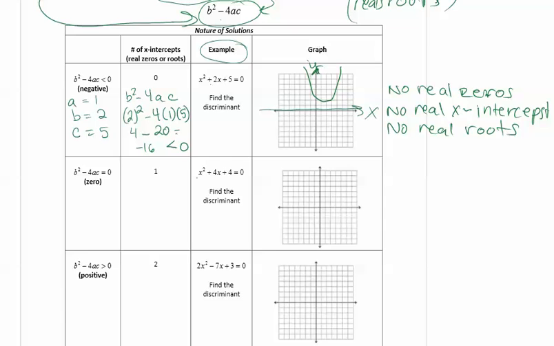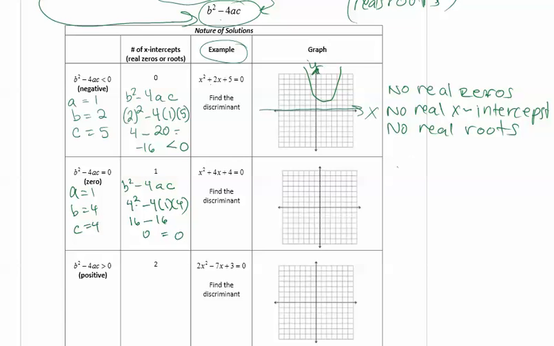In the next example, I have the function x squared plus 4x plus 4. Let's go ahead and find our coefficients. A is equal to 1 in this case, b is equal to 4, and c is also equal to 4. So let's put that in the discriminant, b squared minus 4ac. So 4 squared minus 4 times a is 1 and c is 4. I get 16, minus 4 times 4 times 1, which is also 16. And so I end up with 0.